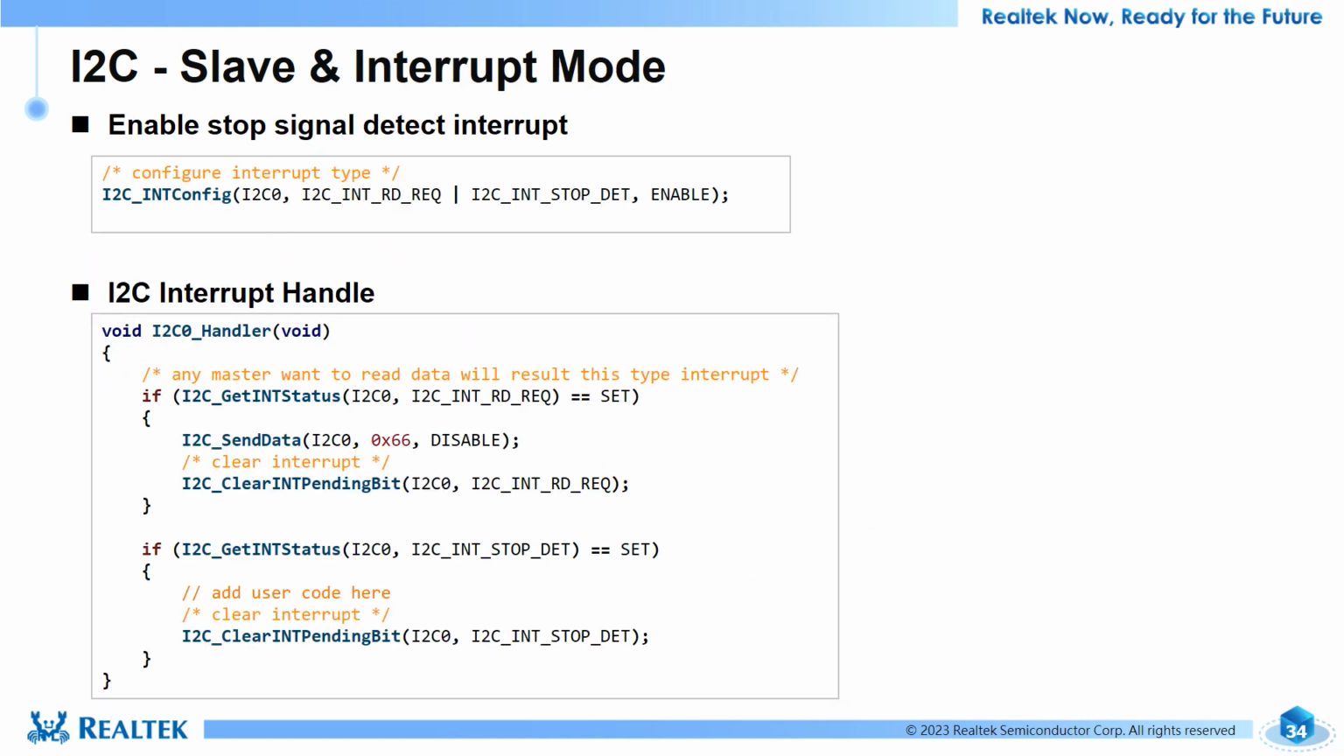The following is an example of interrupt usage in slave mode. The interrupt processing flow in slave mode is the same as that in master mode.